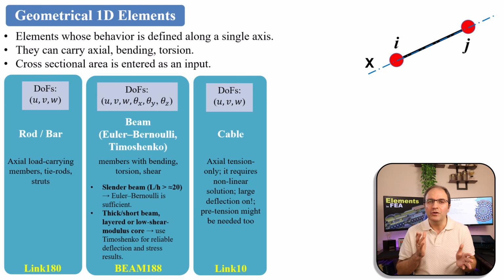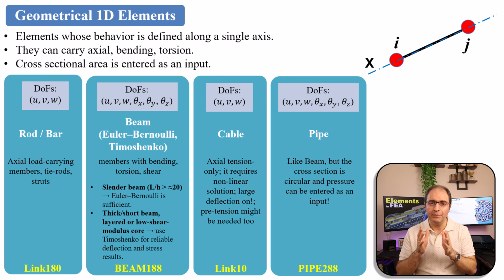In many cases, you must include a pretension to stabilize the cable in its initial configuration. In ANSYS, this is typically modeled using link-10 element. Finally, we have pipe elements.